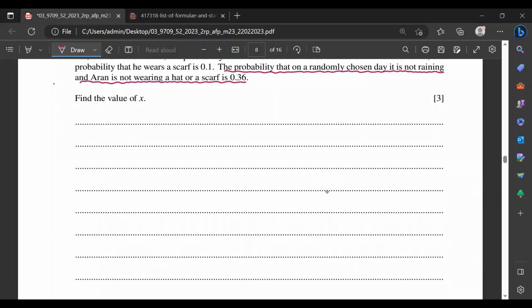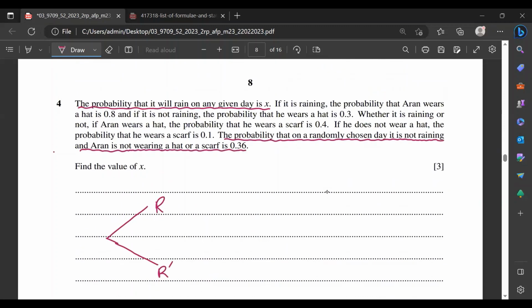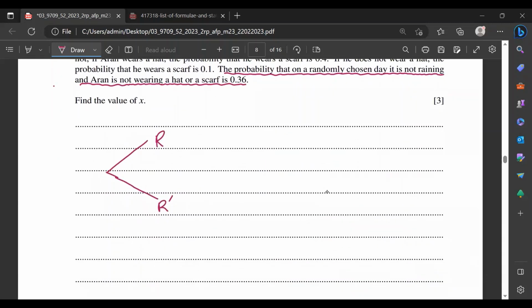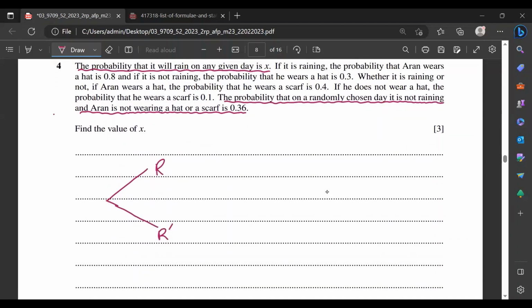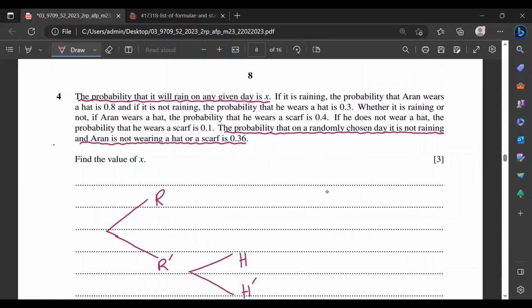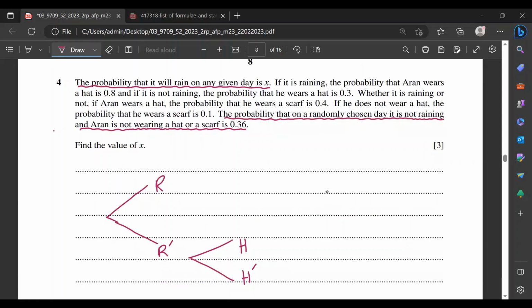So there are two categories: raining, not raining. The last statement talks about not raining, so you don't need to complete the upper part, just focus on the not raining. Start from the not raining. If it's not raining, then there are two possibilities: hat, no hat. H for hat. Just focus here.